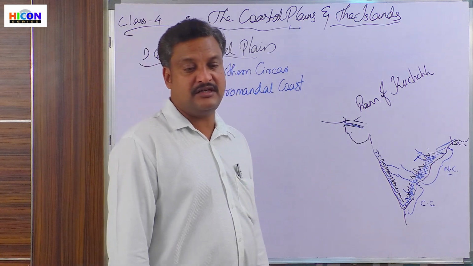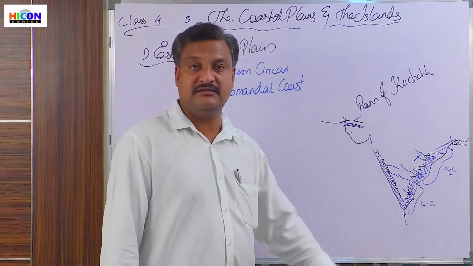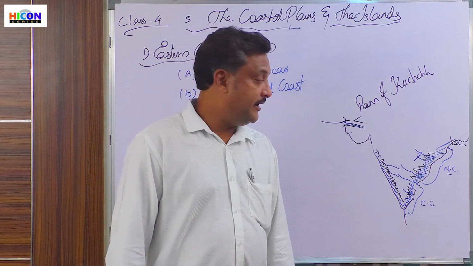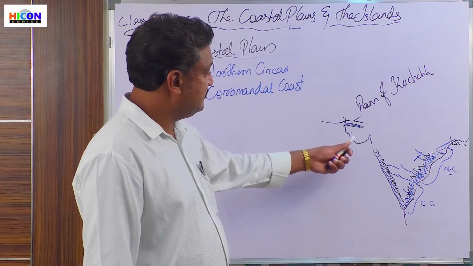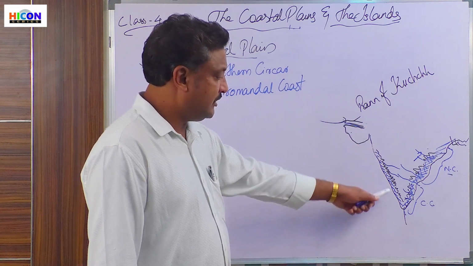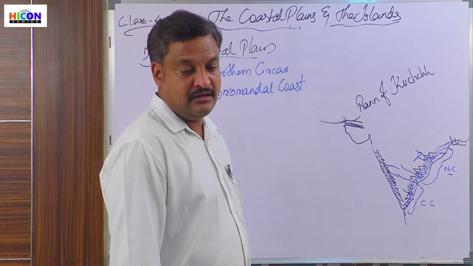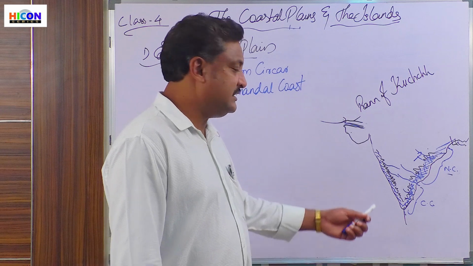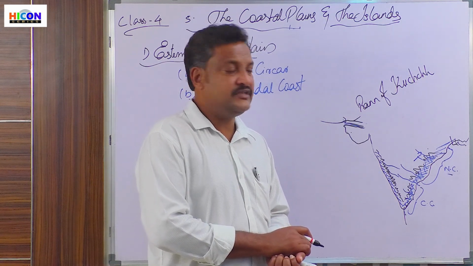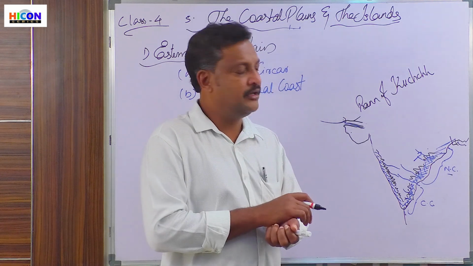The western coastal plain is in between the Arabian Sea and the Western Ghats on the western side. And it extends over the states of Gujarat, Maharashtra, Goa, Karnataka, and Kerala. Okay. This is comparatively a narrower region, right? Western coastal plain is comparatively a narrow region.